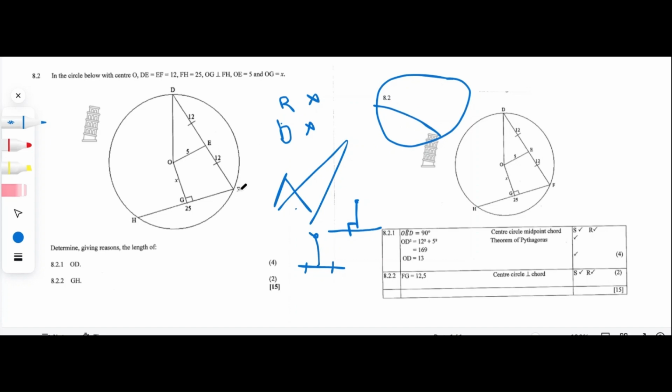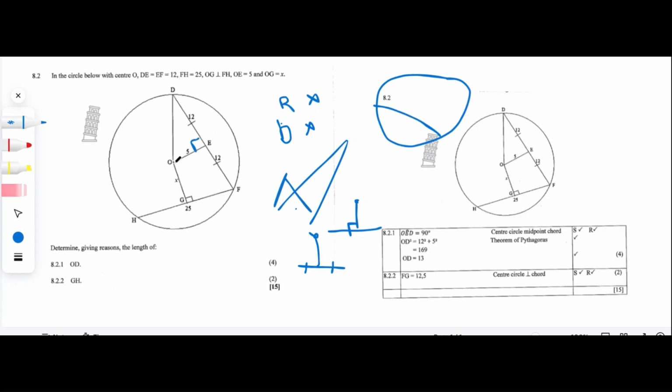Now, DF is a clear example of a chord. Now we have OE. OE stems from the center of the circle. It touches that chord, and the chord that it touches is already made up of two equal lines. DE is equal to EF. So we definitely know that line from center to midpoint of chord is applicable to this question, meaning that the angle between the DF line and OE will be equal to 90 degrees.